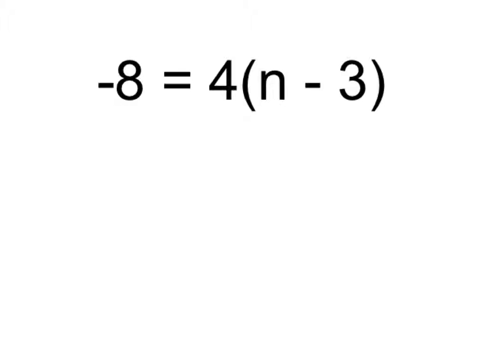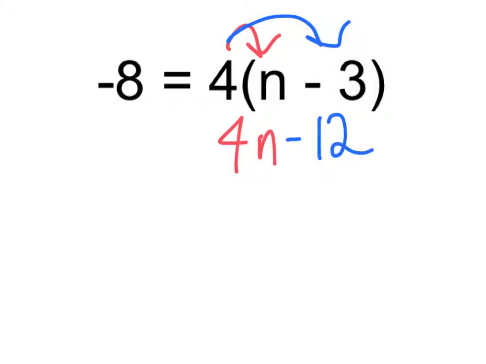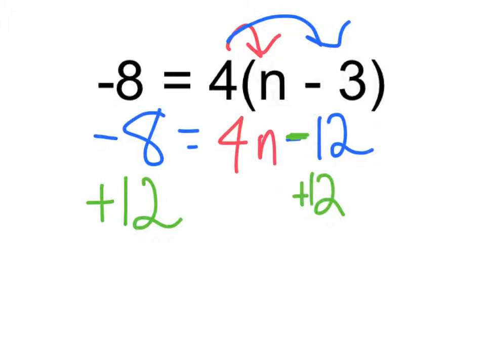So here we have negative 8 equals 4 times n minus 3. And 4 times n is 4n. And then 4 times negative 3 is negative 12. So 4n minus 12 equals negative 8. And I know that we need to apply the inverse operation, always doing plus or minus first. And I can see that because this is a minus 12, we got to add 12. If we do it to one side, we got to do it to the other. And 12 minus 8 is what? Positive 4. So 4 equals 4n.